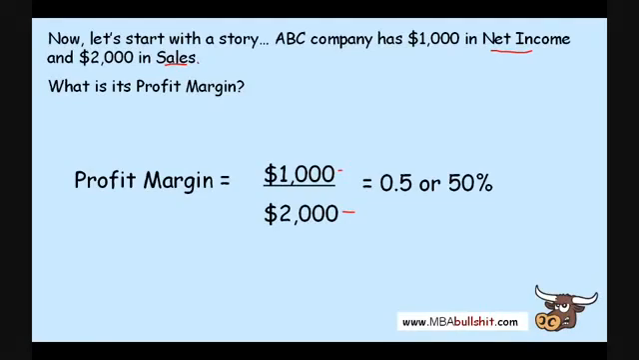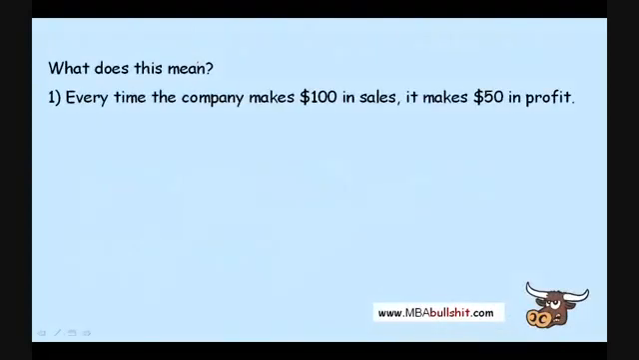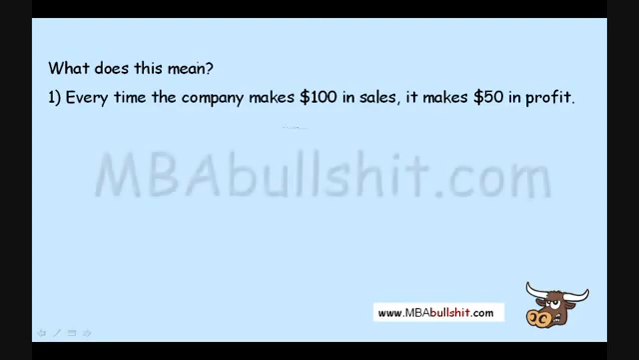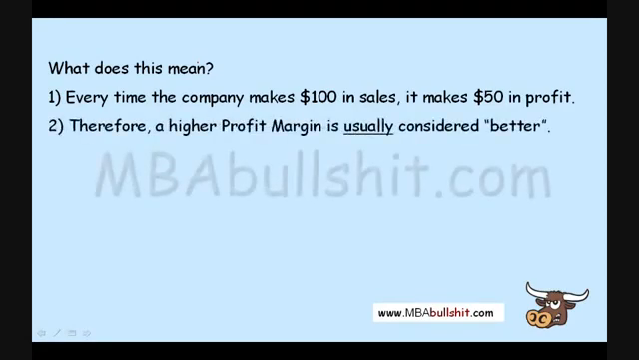Now, actually you'll see later that high or low, it's relative, depending on what you compare it against, whether you compare it against a similar company or against your historical profit margin of your company. Alright, so what does a 50% profit margin mean? Well, simply it means that every time the company makes $100 in sales, it makes, on the average, a $50 profit. That's what it means. Therefore, a higher profit margin is usually considered better.